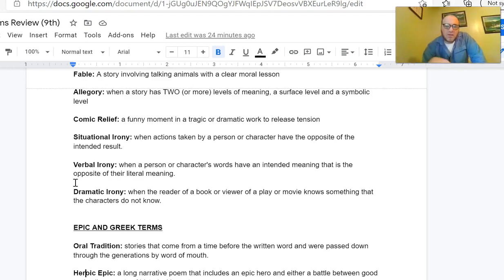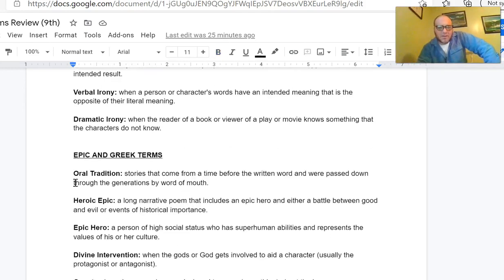Dramatic irony is when the reader of a book or the viewer of a play knows something the characters don't know. And so obviously this is entirely full of dramatic irony, especially when Odysseus disguises himself as a beggar and goes to his own house. We all know who he is, but lots of the other characters do not know. And you get a lot of these scenes or moments where it's sort of amusing because we know things that the other characters don't know.